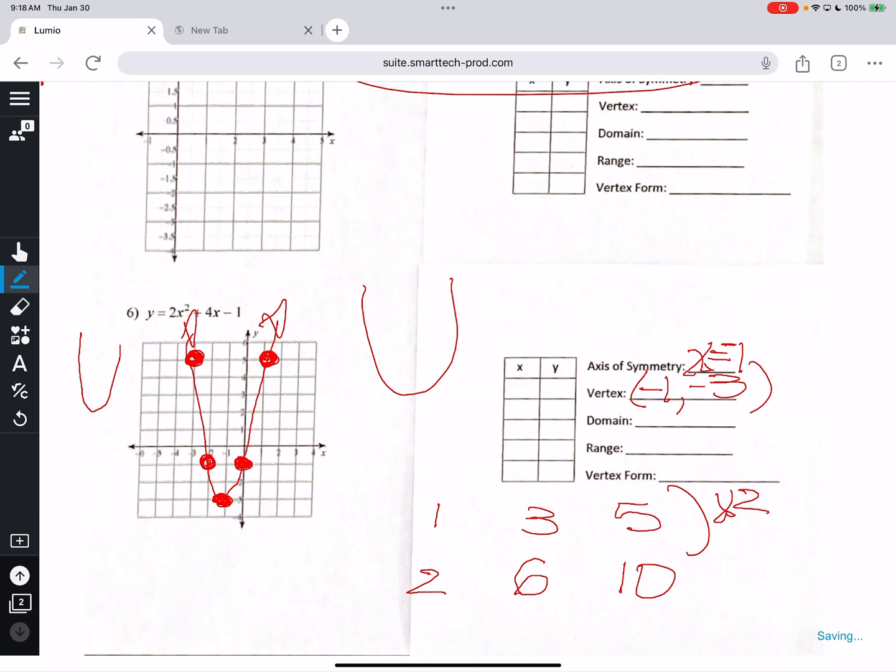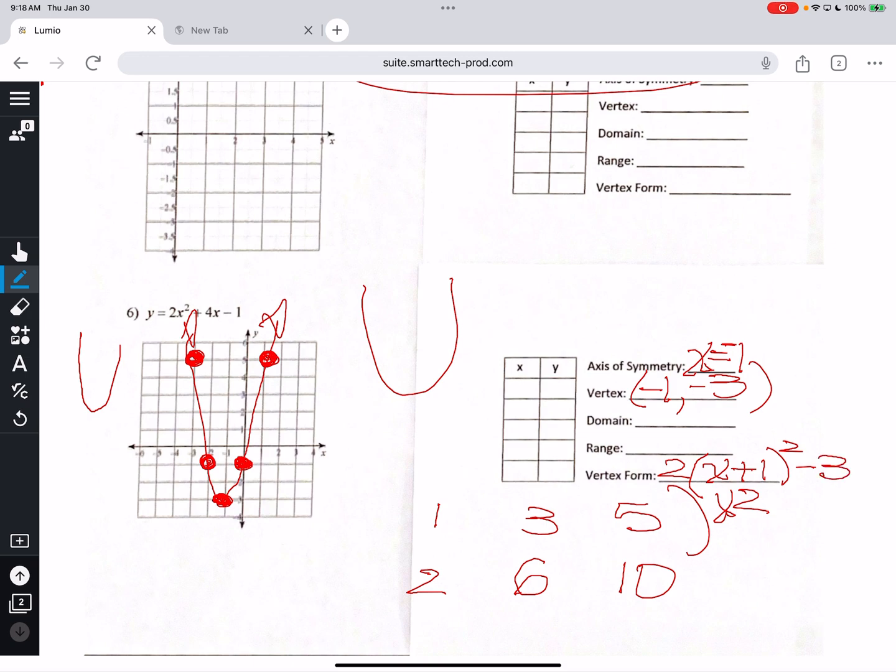Vertex form: 2 times (x plus 1) squared, minus 3. It's x plus 1 because it's the opposite of h. H is -1, so you have to do the opposite of that. Squared, and then minus 3. Don't forget the k.